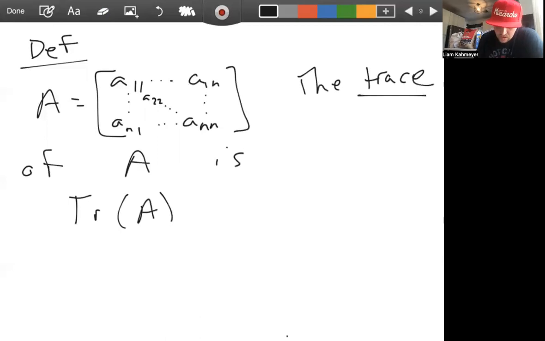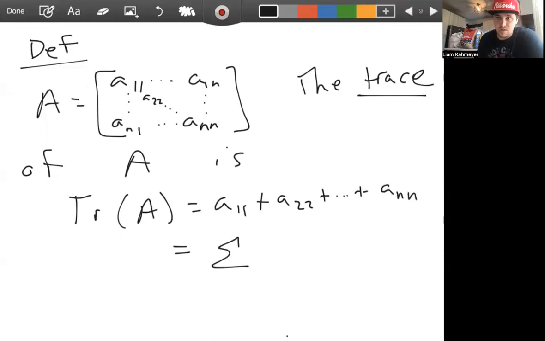So the trace of A would be A11 plus A22 plus and so on, up to Ann, or written compactly, we use summation notation: the sum, i goes from 1 to n, of Aii. So it's a very simple description and pretty easy to understand, right? You just take the diagonal of a square matrix and sum it up.